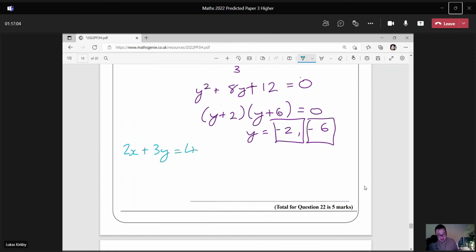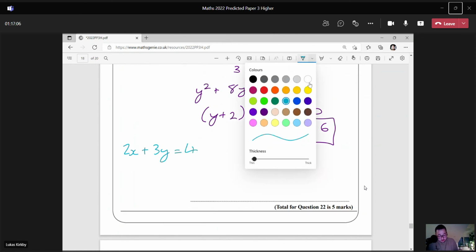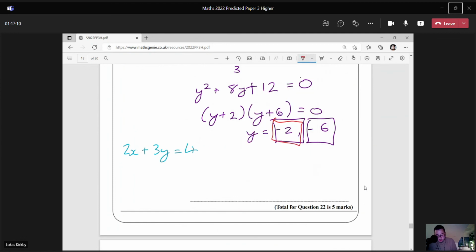Okay, so let's do it in different colours so we know what we're doing. If we've got y is minus 2, we get 2x plus 3 times minus 2 is 4. So 2x minus 6 is 4. So 2x is 10 and x is 5. So that's our first option.